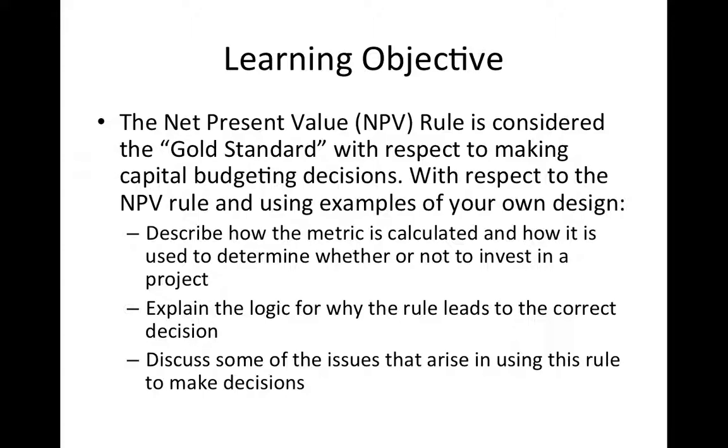I want you to explain the logic for why it leads to the correct decision in terms of a go or no go on a project. So should we do it or should we not? And I want you to be able to discuss some of the issues that arise in using the rule to make decisions in the real world. Some of the things that people will bring up if you suggest, let's just do an NPV calculation, are issues that they have with net present value.